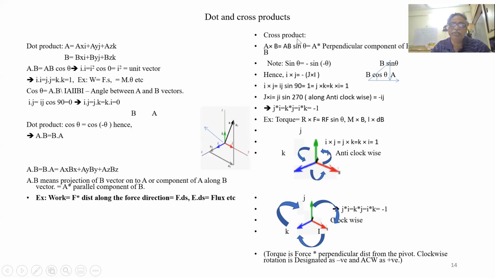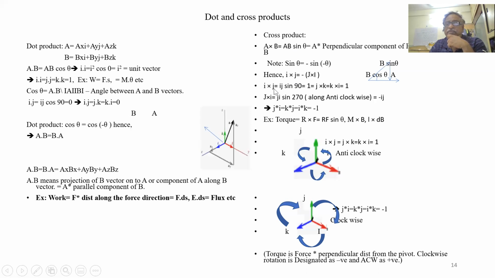Let us understand cross product. Here we have understood cos theta; here let us understand sin theta. So A cross B is equal to AB sin theta, A into the perpendicular component of B. Sin theta, minus of minus sin minus theta. So I cross J is not equal to J cross I. I cross J is equal to minus J cross I, because IJ sin theta, theta is 90. So this prevails.